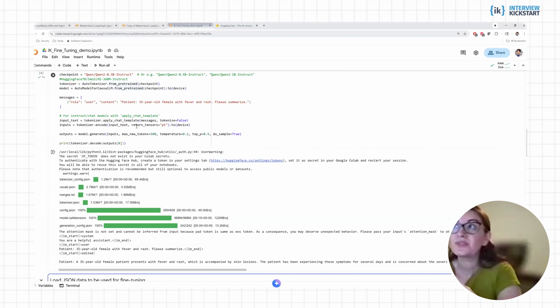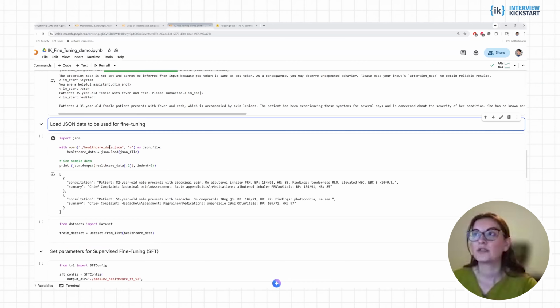And if you use the closed source models, most of them will say, oh, I am not even able to talk to you because this is health related information, I'm not allowed to talk to you.